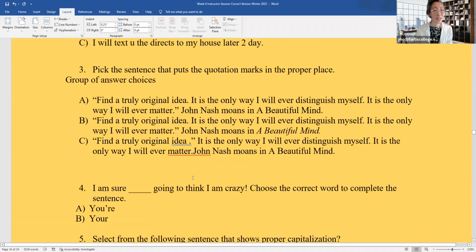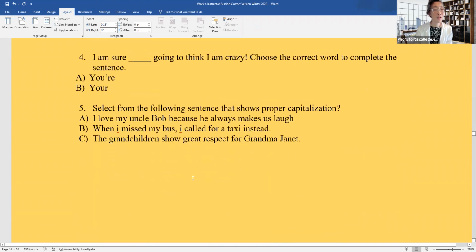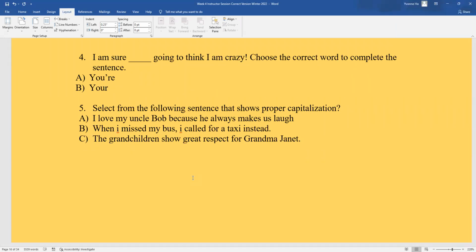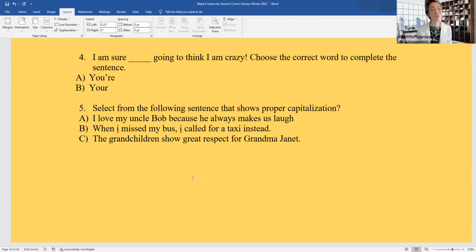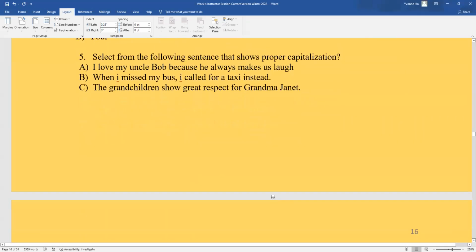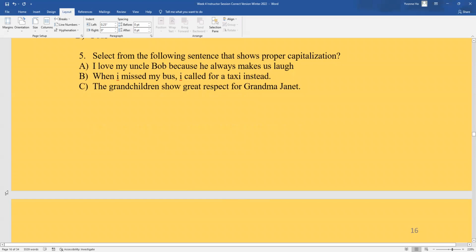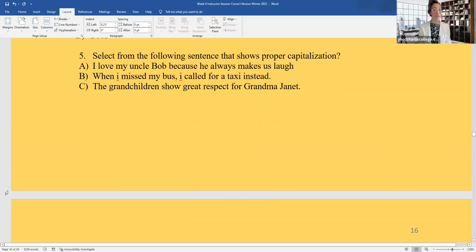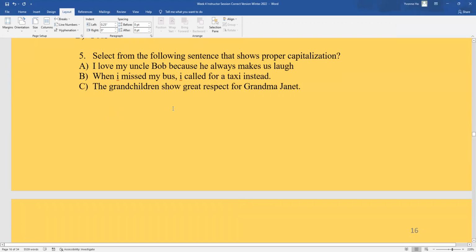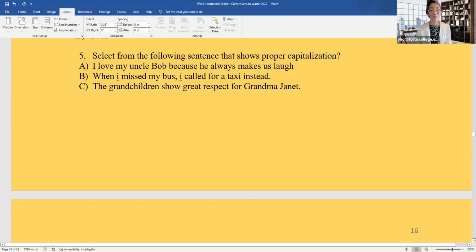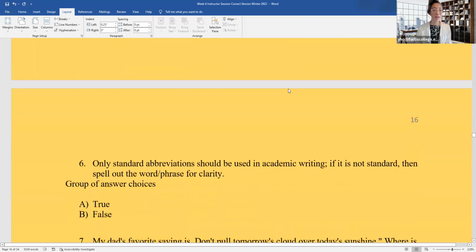Okay, did everybody get this one? Okay, number 4, that's so easy. A or B? Oh, it's A. I'm sorry. It's A. Yes, it's A. You are going to think I'm crazy. Number 5. Which sentence shows proper capitalization? A, B, or C? C, yes. So here you have the grandchildren show great respect for Grandma Janet. Does everyone get that? Okay.